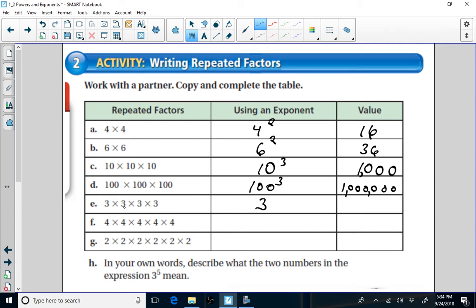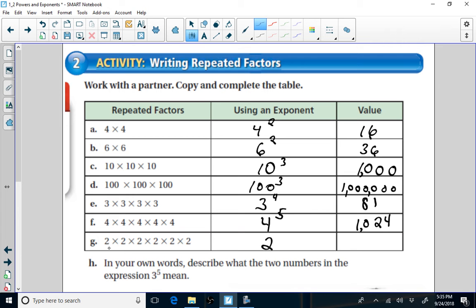In example E, 3 is our base number. It's being used as a factor 1, 2, 3, 4 times. So I'd read that as 3 to the 4th power, or 3 to the power of 4. To find the value, I would multiply 3 times 3 is 9, times 3 is 27, times 3 would be 81. In example F, 4 is my base number. 4 is being used as a factor 1, 2, 3, 4, 5 times, so my exponent here would be 5. If I evaluate that, 4 times 4 is 16, times 4 is 64, times 4 is 256, times 4 is 1,024.